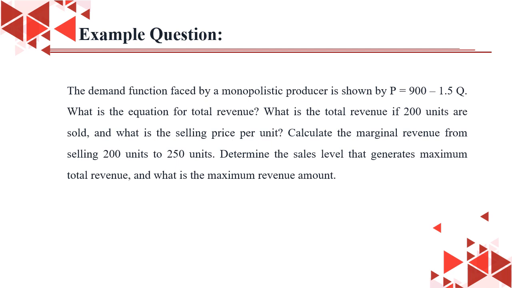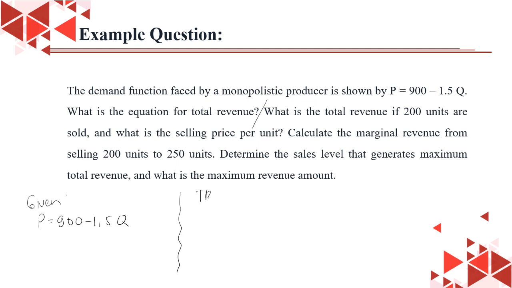Now let's go to the example. The demand function faced by a monopolistic producer is shown by P equals 900 minus 1.5 Q. What is the equation for total revenue? I go one by one, until here first. Given that P is 900 minus 1.5 Q, what is the equation for total revenue?